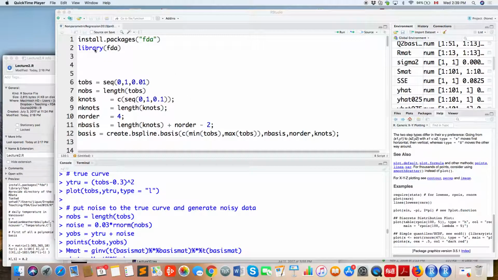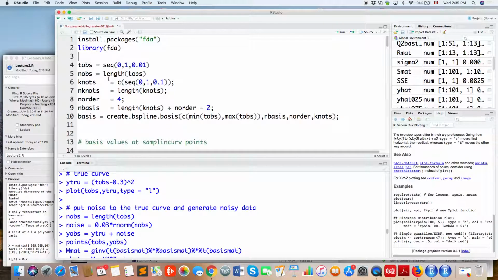Firstly, you need to install this package, install.packages FDA, and then you can use library(fda). Here, first I generate some basis functions. I use the B-spline basis functions. I just want to give you the idea of how to do this. You will see it's very simple. The function used in FDA to generate the B-splines is called create.bspline.basis.